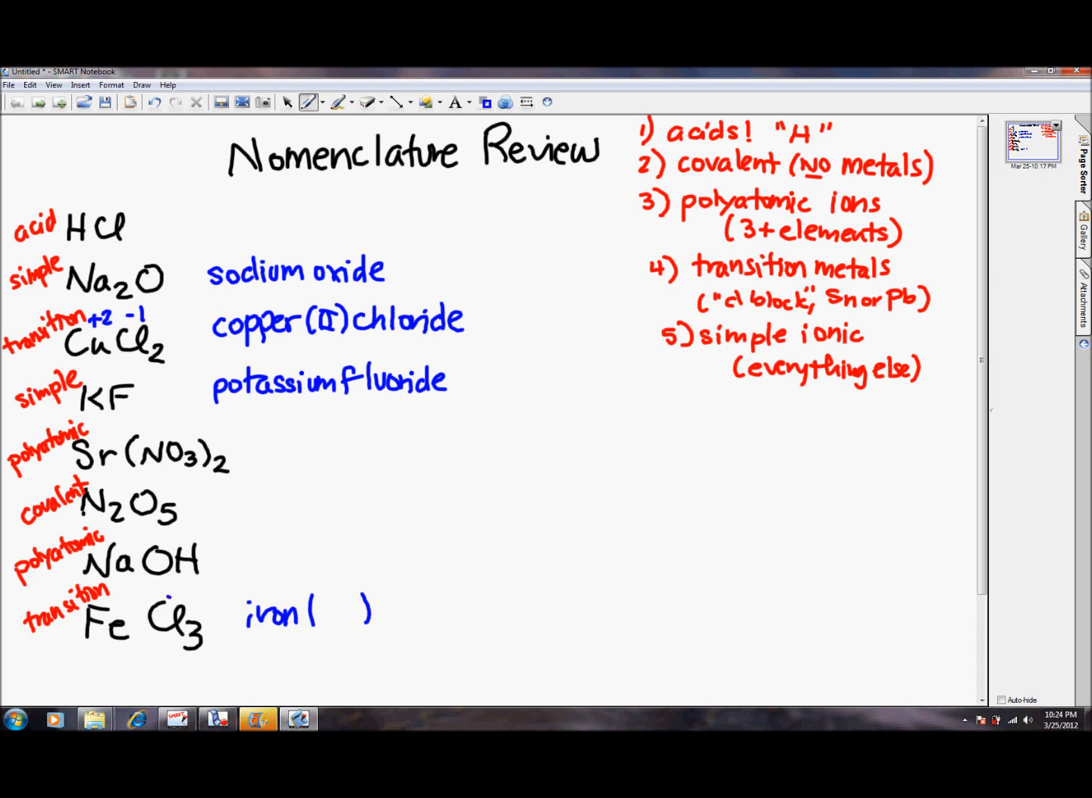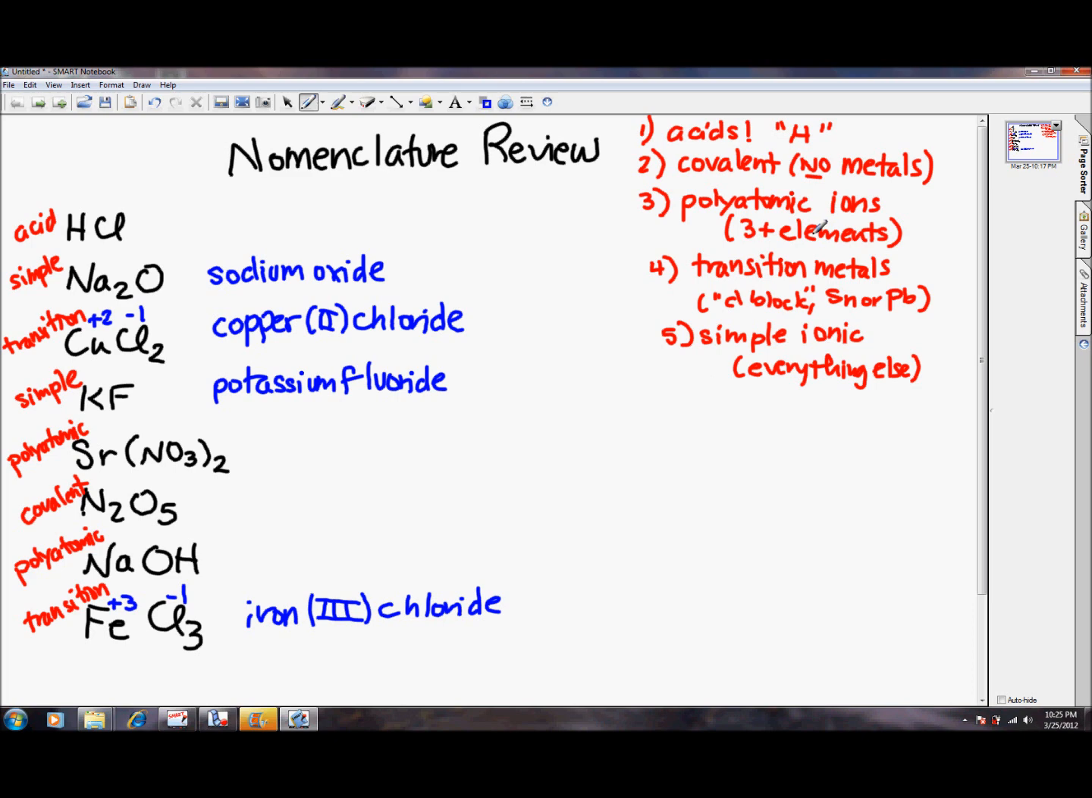And chlorine again is -1. Now we have 3 chlorines, so we have 3 -1s, but only 1 iron. So that means that the iron had to be a +3 to balance out the 3 -1s. So the Roman numeral will be 3. Remember, this represents Fe plus 3, iron Roman numeral 3, chloride.